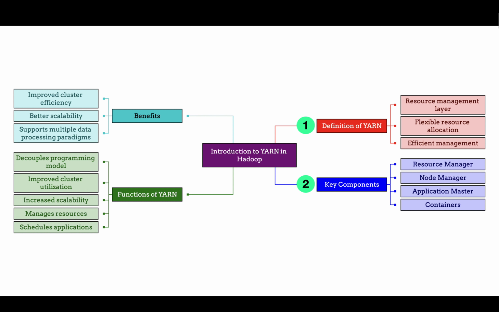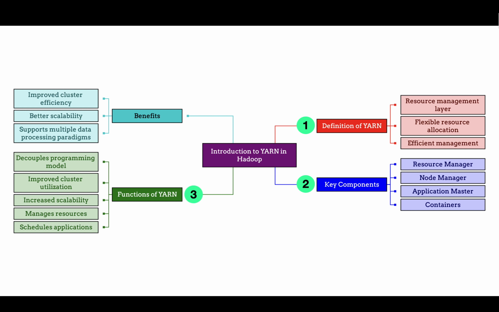2. Key components. YARN consists of the resource manager, node manager, application master, and containers. The resource manager is the master daemon, managing resource allocation. Node managers run on slave machines, managing resource use on each node. The application master negotiates resources from the resource manager and works with the node manager to execute tasks.